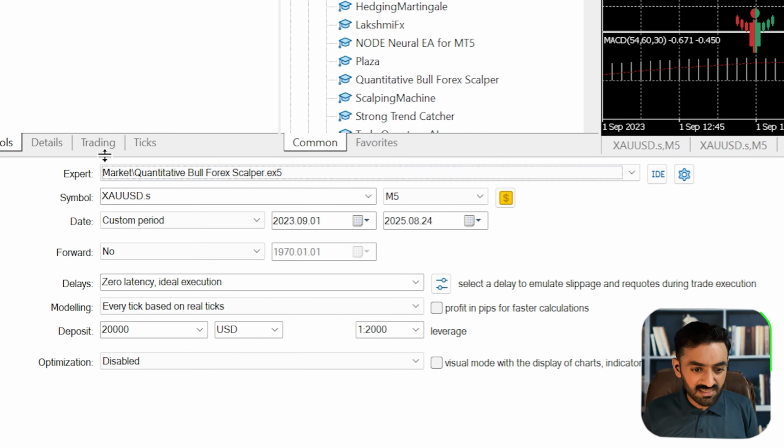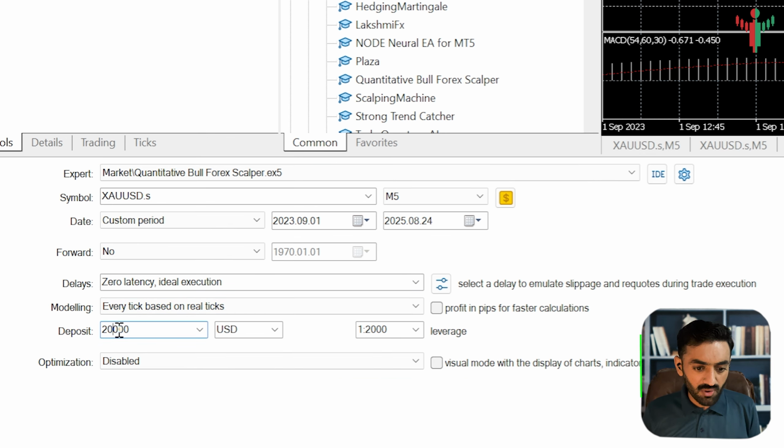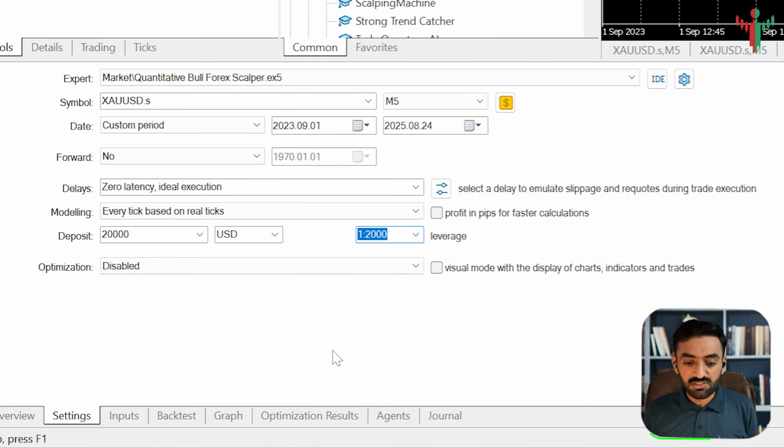For details, let's move to my screen, and here you can see I'm using Quantitative Bull Forex Scalper on gold with a 5-minute time frame on the last 2 years of the history. All these settings are visible to you with the deposit of $200, and I am using a cent account with a leverage of 2000. The optimization is already completed.